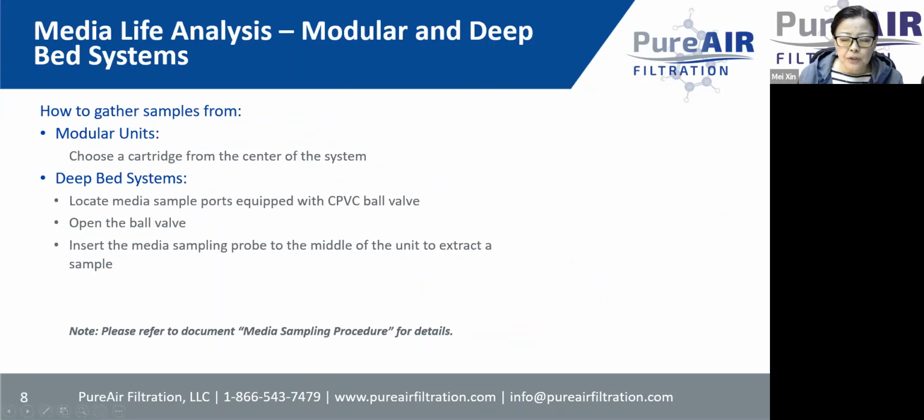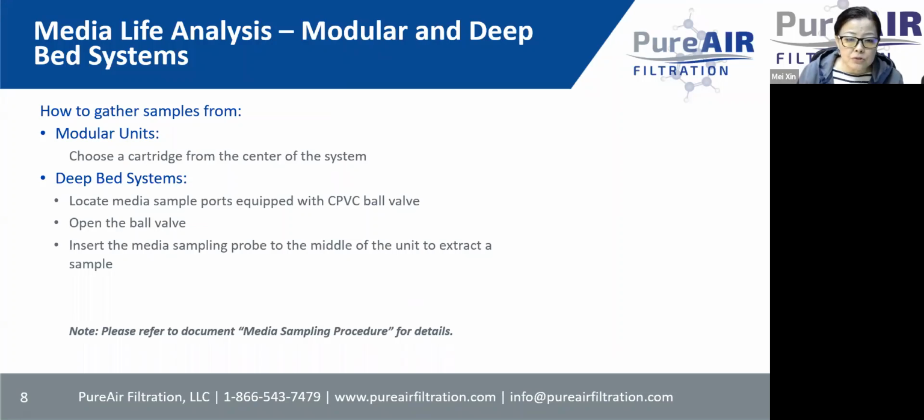Next is, so you have the tools. Where are you going to get your sample? For different system, you are going to have different locations or guidelines. For example, the first one is modular units. For modular units, you're going to have probably a series of cartridge in your system.